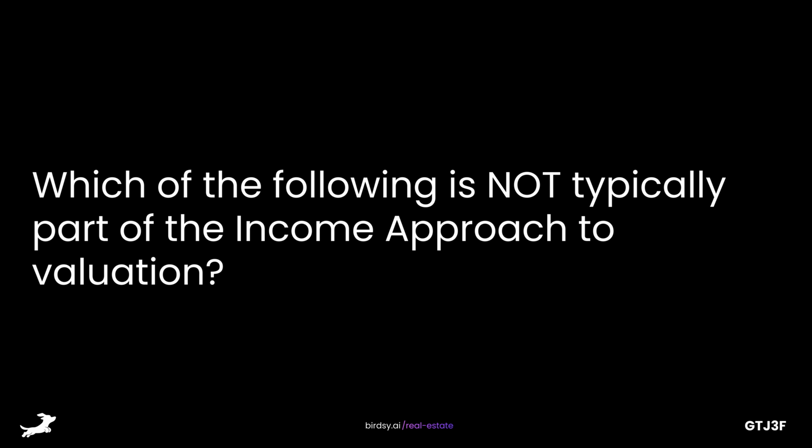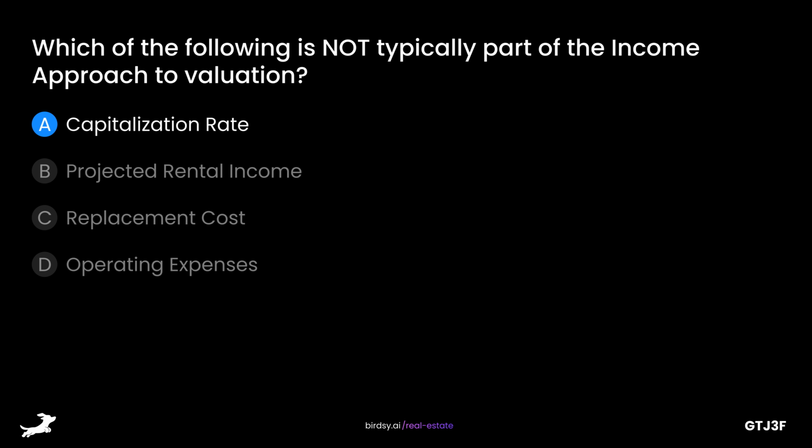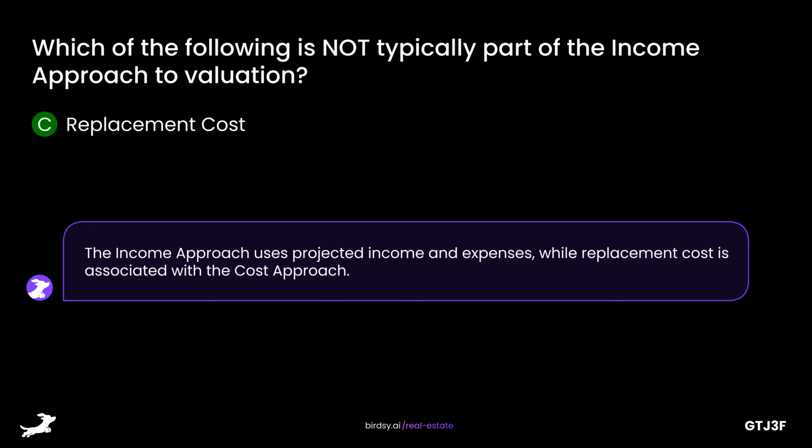Which of the following is not typically part of the income approach to valuation? Is it A, capitalization rate, B, projected rental income, C, replacement cost, or D, operating expenses? The answer is C, replacement cost. The income approach uses projected income and expenses, while replacement cost is associated with the cost approach.